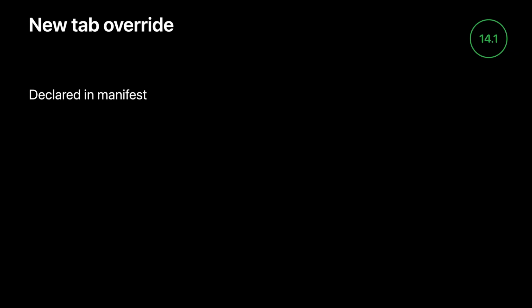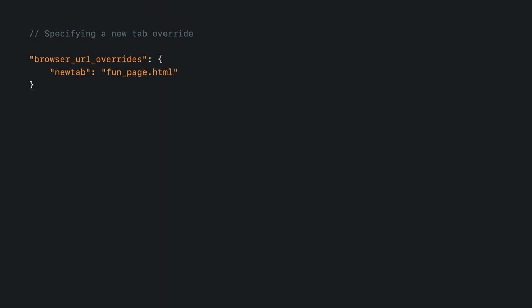New tab overrides are declared in the manifest. And when the user turns on an extension with a new tab override, they make a choice on whether or not to let that extension take over new tabs in Safari. Here's how you'd point out your new tab override page in the manifest.